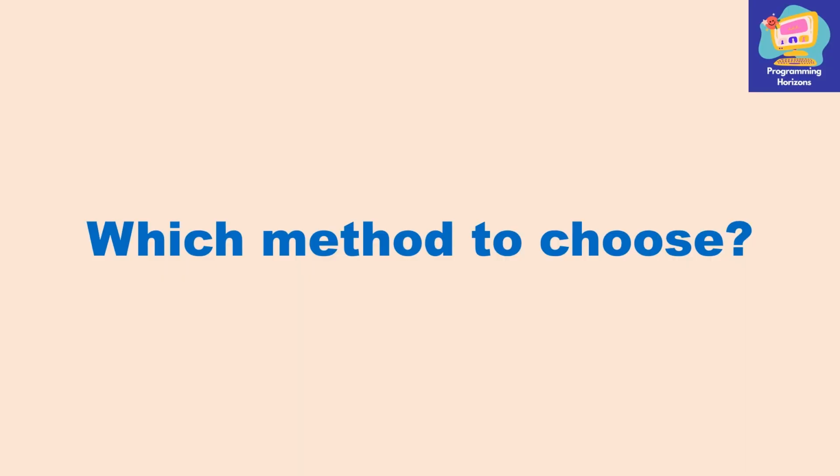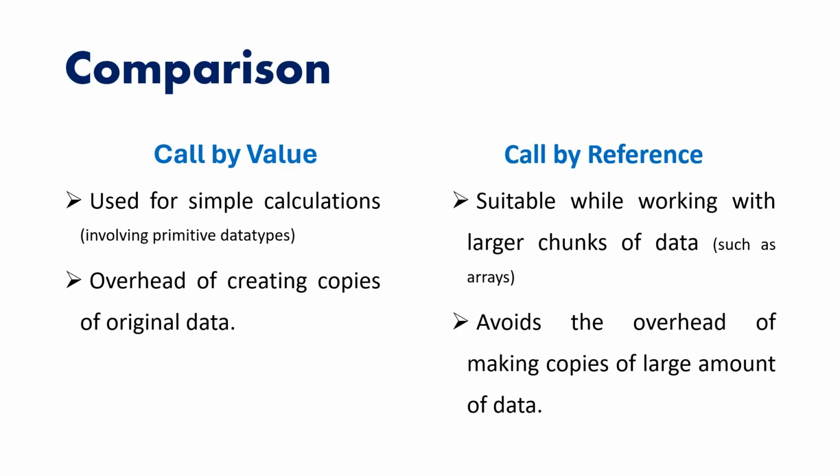So which method to choose? Well, knowing when to use call by value and call by reference depends on what you are trying to achieve in your program and whether you want changes made inside a function to affect the original data or not. Call by value, which is the default method of passing arguments to a function, is used for simpler calculations, particularly related to primitive data types, whereas call by reference is more suitable while working with larger chunks of data such as arrays, as it avoids the overhead of making copies of large amounts of data.